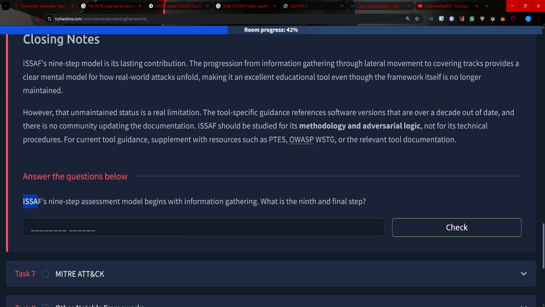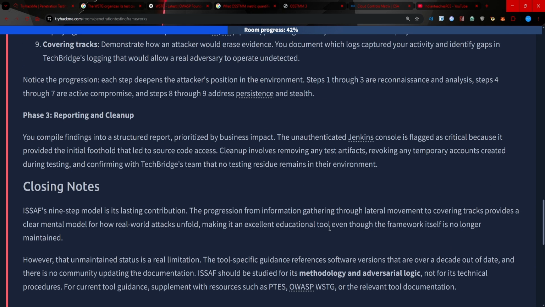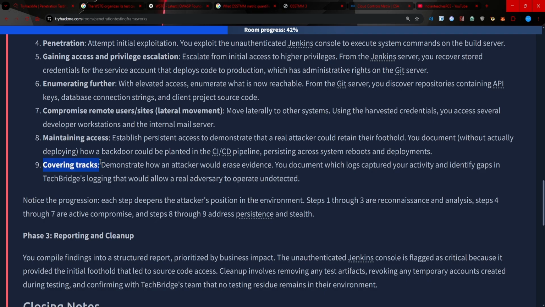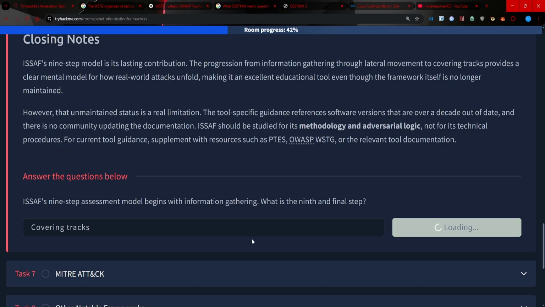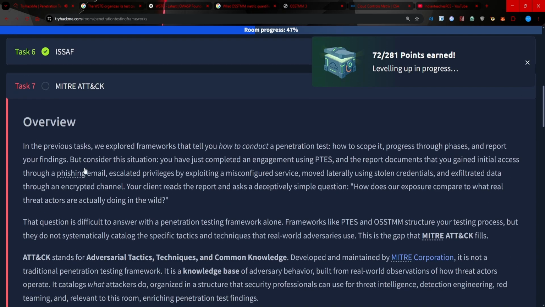Okay. The ISSAF 9-step assessment model begins with information gathering. What is the ninth and final step? Covering tracks. Let's go. MITRE ATT&CK framework.